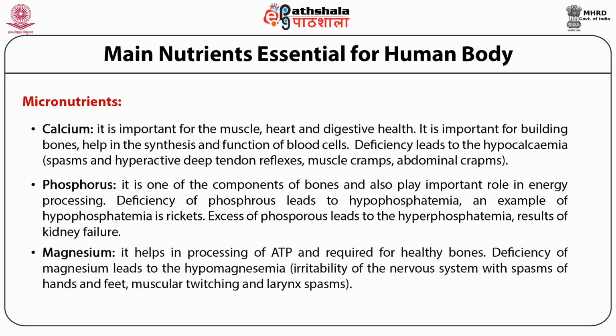Magnesium helps in processing of ATP and is required for healthy bones. Deficiency of magnesium leads to hypomagnesemia, which results in irritability of the nervous system with spasm of hands and feet, muscular twitching and larynx spasm. Excess of magnesium leads to hypermagnesemia, which results in vomiting, nausea, impaired breathing and low blood pressure.